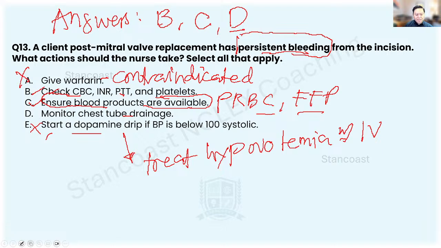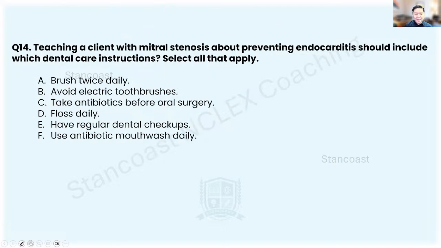Okay. Let's move on to the next question, number 14. Teaching a client with mitral stenosis about preventing endocarditis should include which dental care instructions? Okay, here we go. Select all that apply. Is it A, brush twice daily? Is it B, avoid electric toothbrushes? C, take antibiotics before oral surgery? D, floss daily. E, have regular dental checkups. And F, use antibiotic mouthwash daily.